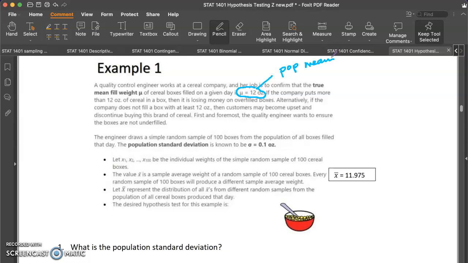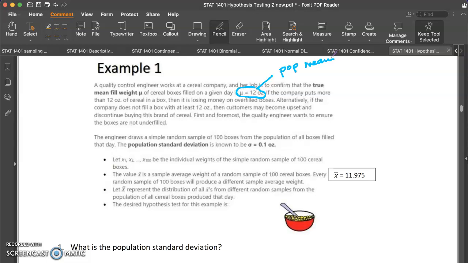If the company puts more than 12 ounces of cereal in the box, then you're going to lose money because you overfilled the boxes. Alternatively, if the company doesn't fill a box with at least 12 ounces of cereal, then the customers are going to be upset and discontinue buying the cereal, and they'd be lying to say it was a 12-ounce box. So we're talking about 12 ounces, okay? 12 ounces is our population mean.